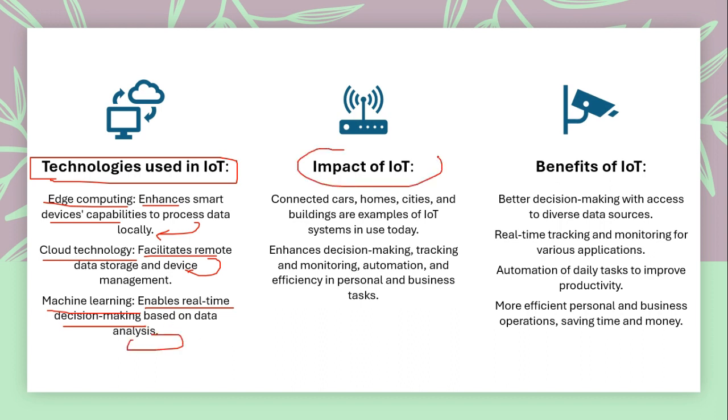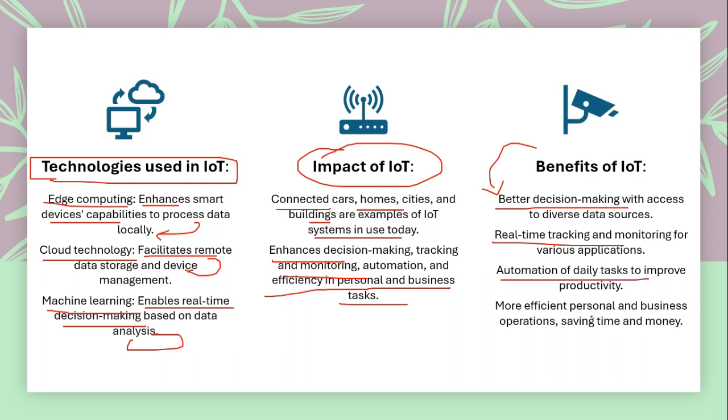And what will be the impact of IoT? Connected cars, homes, cities and buildings are examples of IoT systems in use today. With the use of IoT, there is enhanced decision making, tracking and monitoring, and automation and efficiency in personal and business tasks. So with the help of IoT, we have lots of benefits: we can make better decisions, do real-time tracking and monitoring, automate daily tasks and have more efficient personal and business operations that can save time and money.